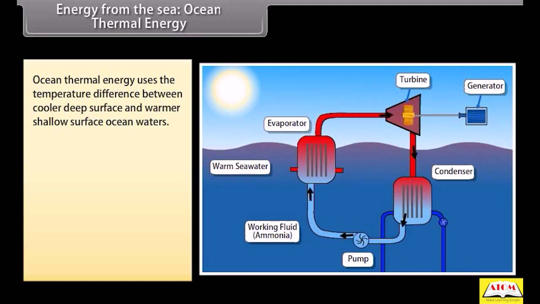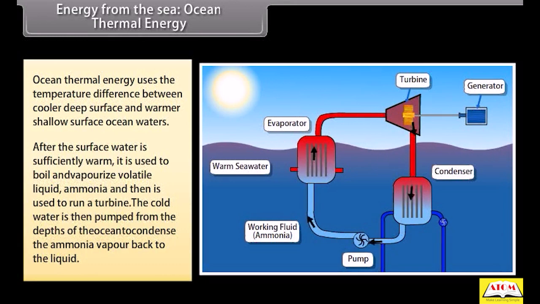The heat engine gives greater efficiency and power when it is run with a large temperature difference. In the oceans, the temperature difference between surface and deep water is greater in the tropical areas, and in other areas it is a modest 20 to 25 degrees Celsius.